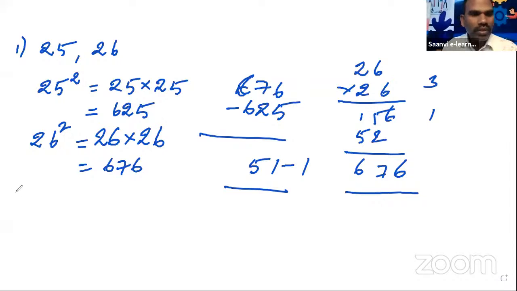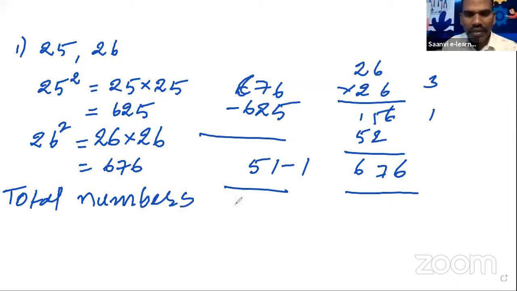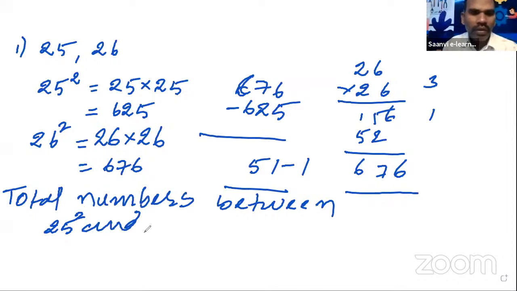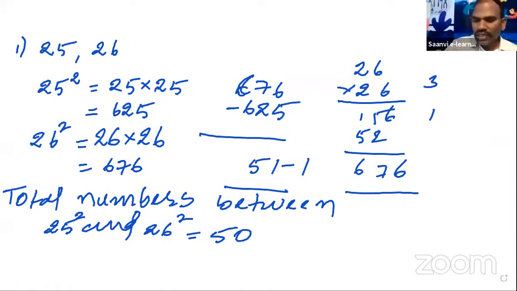Now, the total numbers between 25 square and 26 square is equal to 50. There are 50 numbers between 25 square and 26 square.